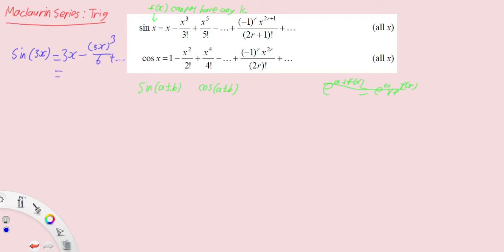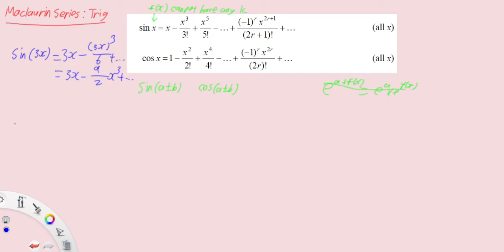So from here, it's just simple. So we have 3x minus. How I do the arithmetic is very simple. I know that 3 divided by 6 will give me back half. So below will be 2, on top will be 3 times 3, 9, x cubed plus dot dot dot. Alternatively, 27 over 6 gives you, divided by 3, 9 over 2. So simply, sine 3x gives us an expansion of 3x minus 9 over 2 x cubed.